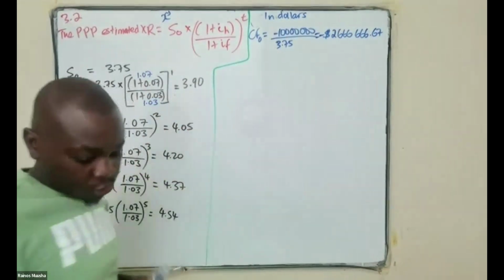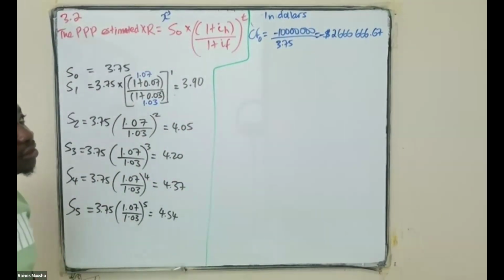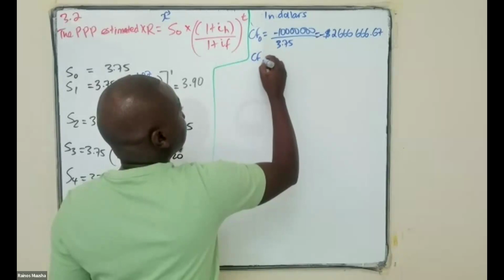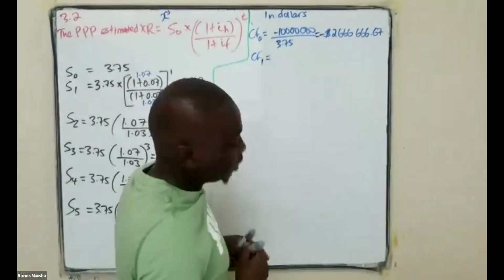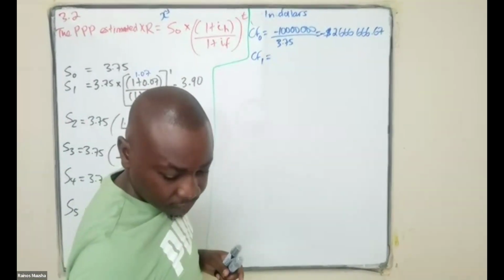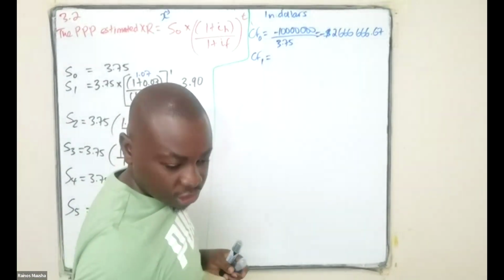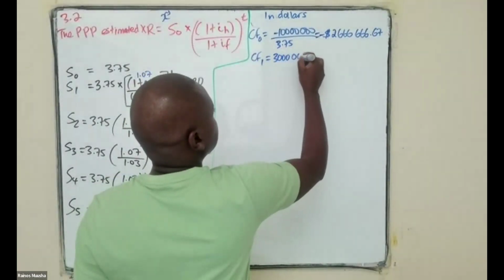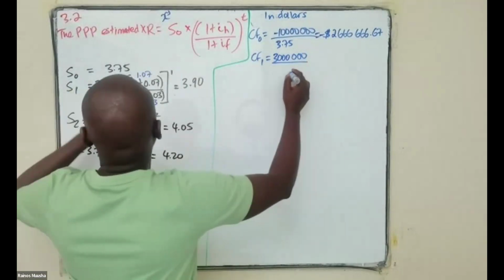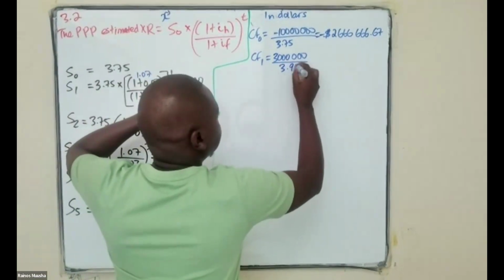Are you getting minus 2,666,666.67? Are we getting the same amount? Yes. All right. Then we determine the cash flow for period 1. For period 1, we are told that we have a cash inflow of 3 million, so it's going to be 3 million divided by the exchange rate of 3.90.